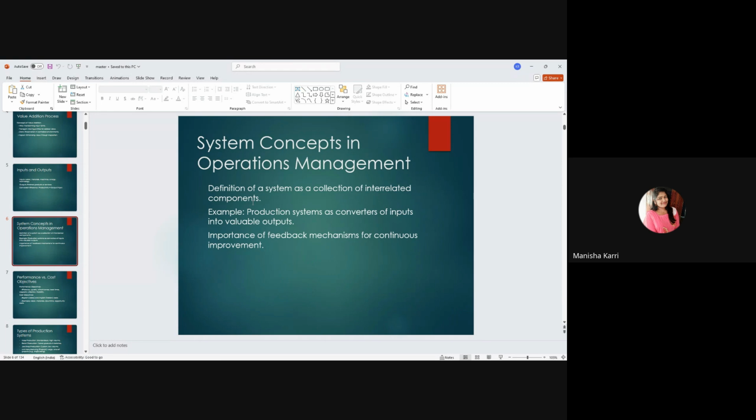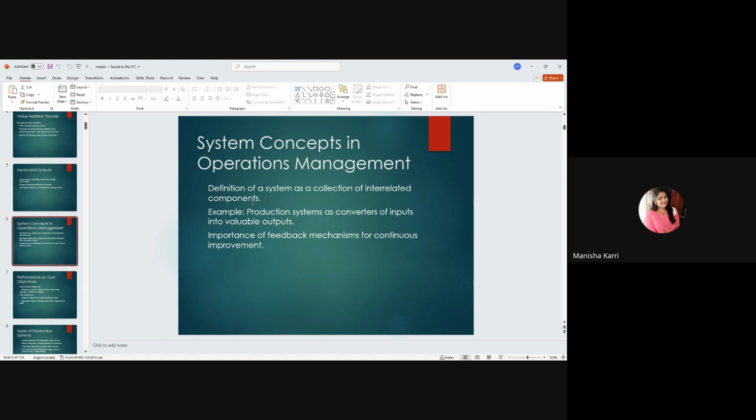Next, the importance of feedback mechanisms. Why are these feedback mechanisms important? What is feedback? Generally, feedback informs about how well the system is performing. Why does it matter? It helps identify what is working well and what needs to be improved, and it enables continuous improvement. By analyzing the feedback, businesses make changes to their processes to be more efficient, reduce wastage and increase the quality of the product.